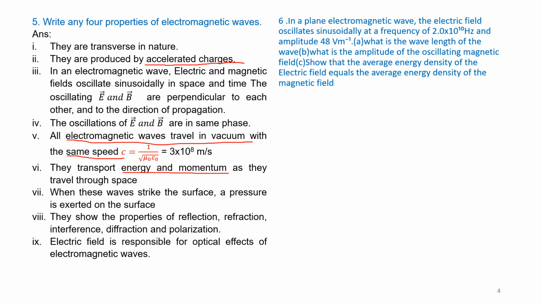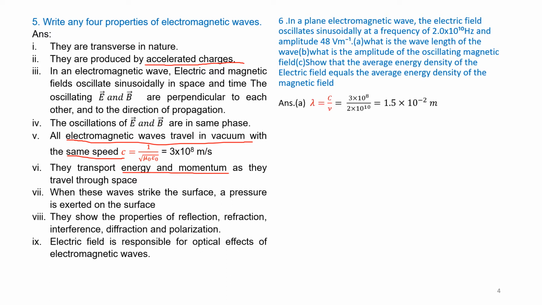Question number 6. In a plane electromagnetic wave, the electric field oscillates sinusoidally at a frequency of 2 into 10 to the power of 10 Hz and amplitude of 48 volts per meter. Part A. What is the wavelength of the wave? Part B. What is the amplitude of the oscillating magnetic field? Part C. Show that the average energy density of the electric field equals the average energy density of the magnetic field. So these three parts have to be answered.